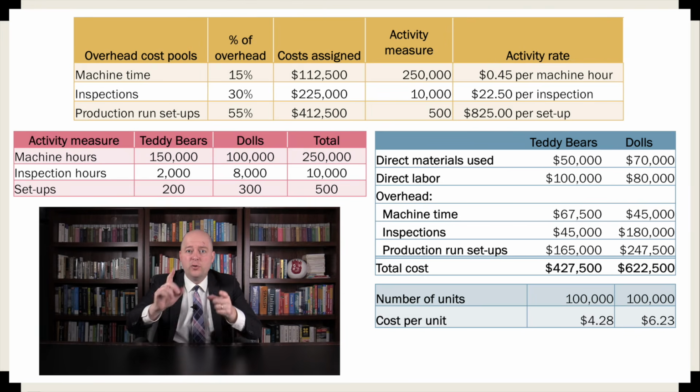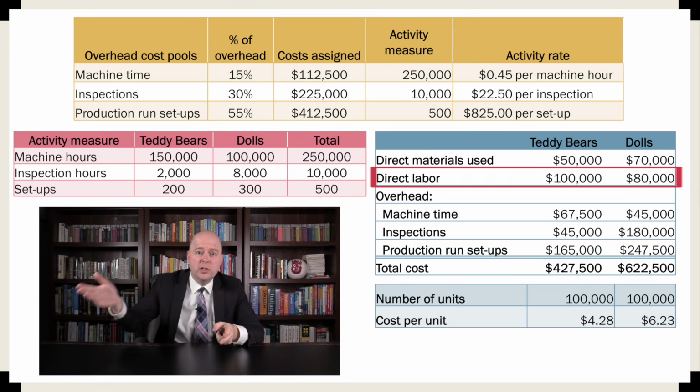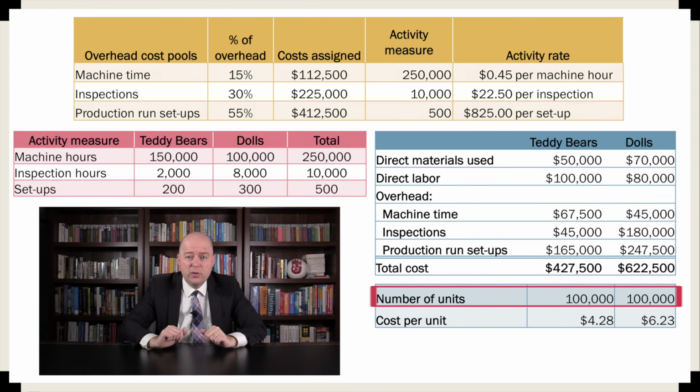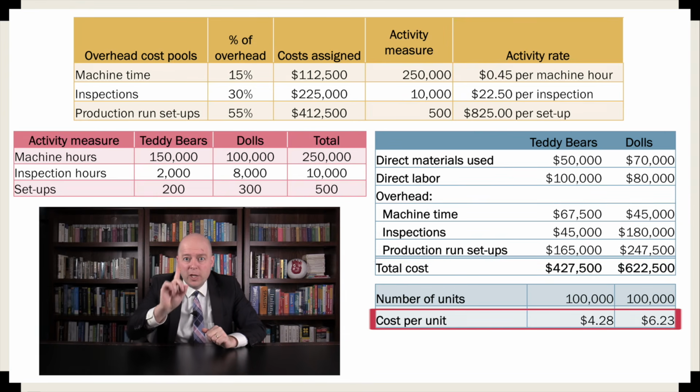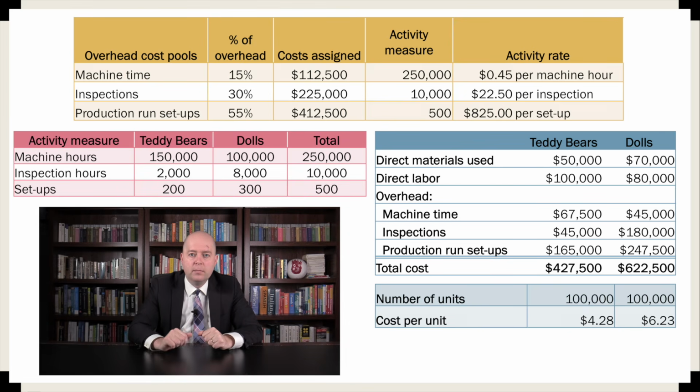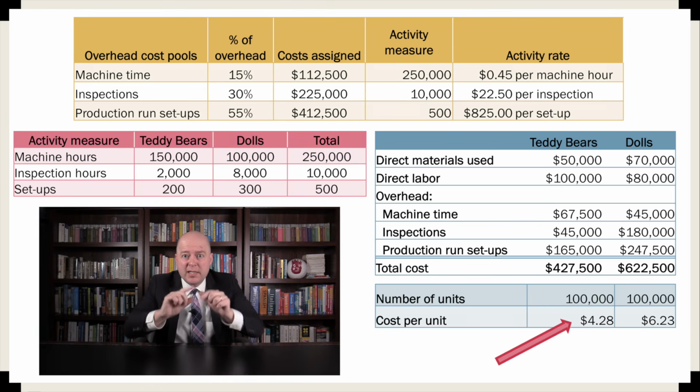After adding the cost of direct materials used and direct labor to the overhead, we divide by the total number of units to find the cost per unit for each product line. And it turns out that the doll is actually more expensive to produce than the teddy bear. This is the opposite of what the traditional cost system told us. Santa had no idea the costs were so different.